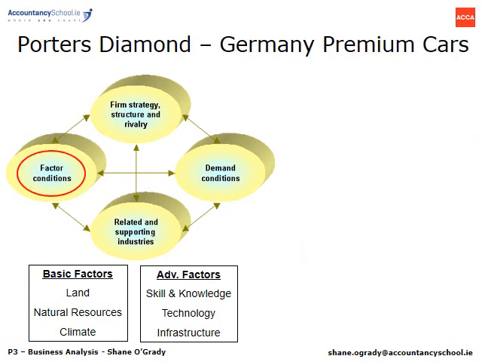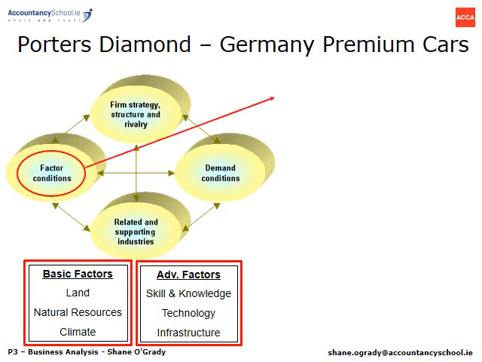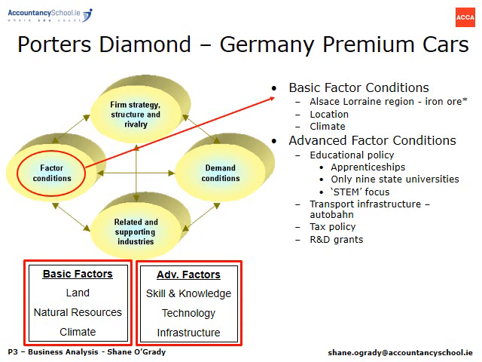So let's take a look at the first one, which is factor conditions. So remember what I said, basic factors and advanced factors. What are the, pardon the expression, God-given things that might have given Germany an advantage in this area, and then what are the advanced factors that come into play as well? So if we take a look, basic factors and advanced factors, let's start with the basic factors.